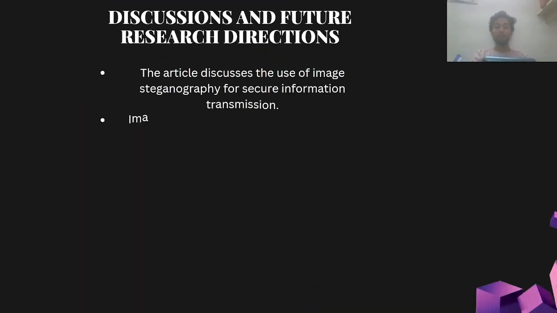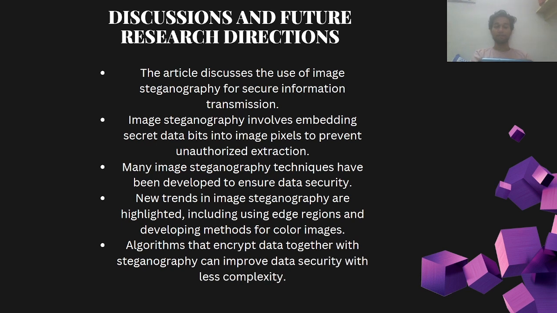Now let's go to the discussion and future research directions. So this review article discussed the use of image steganography for secure information transmission. The technique involves embedding secret data bits into image pixels to prevent unauthorized extraction. Many image steganography techniques have been developed to ensure data security. The article highlights new trends in image steganography and notes that most techniques have been able to provide security and safety to the data. The article also highlights some future directions for image steganography research.